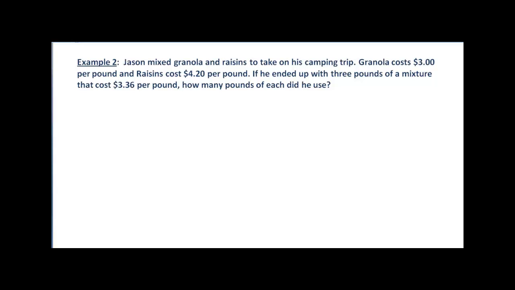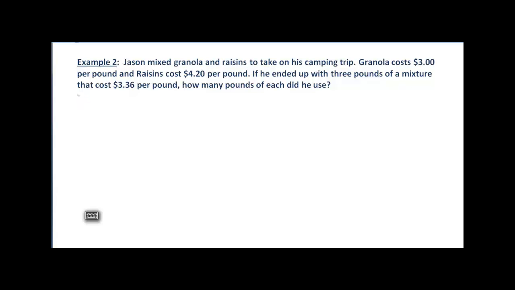First thing that you need to do is read the problem first. Jason mixed granola and raisins to take on his camping trip. Granola cost $3 per pound and raisins cost $4.20 per pound. If he ended up with 3 pounds of a mixture that cost $3.36 per pound, how many pounds of each did he use? So let's go ahead and define our variables.